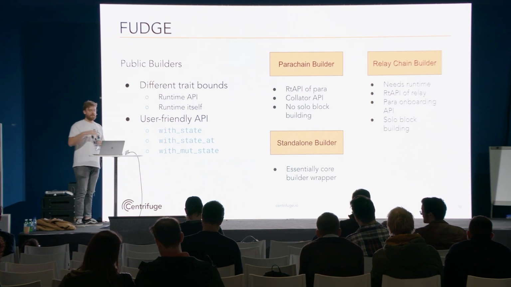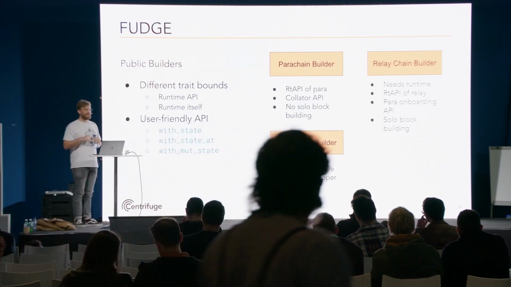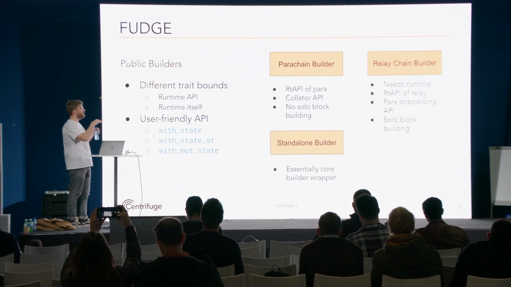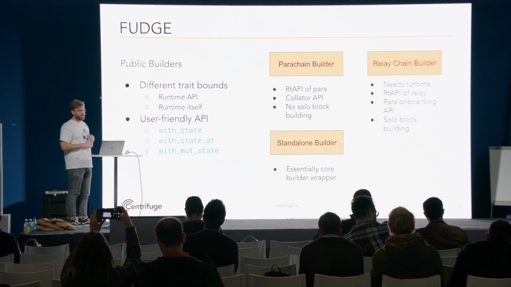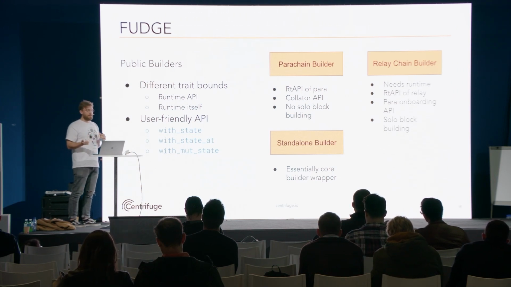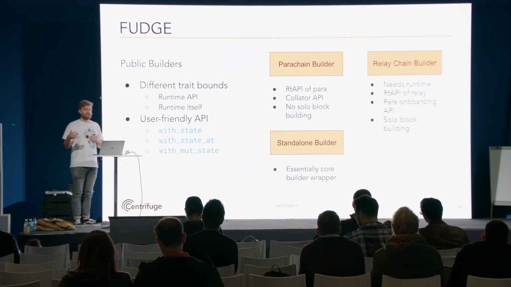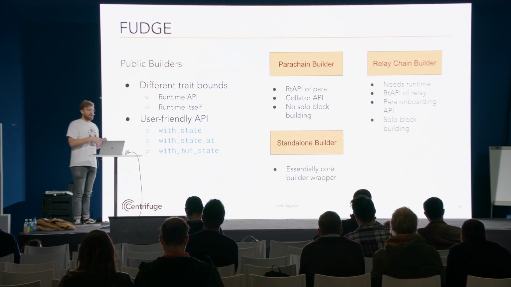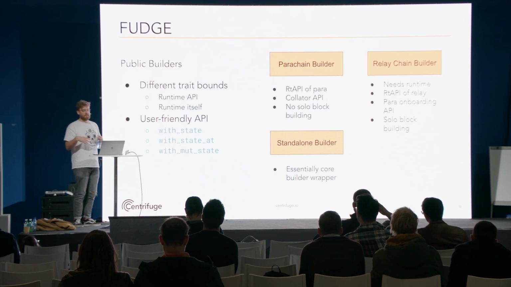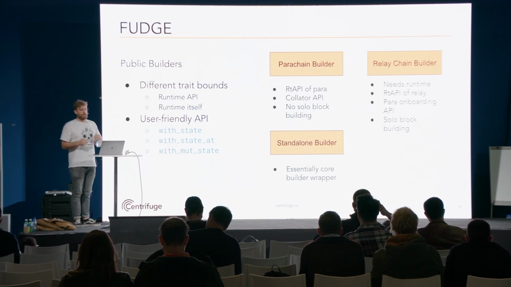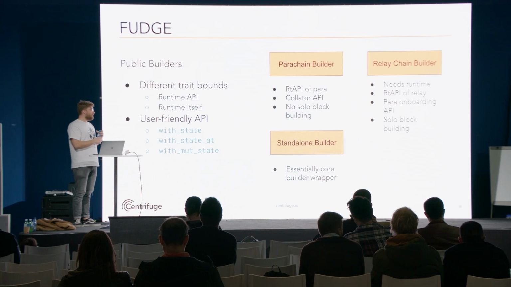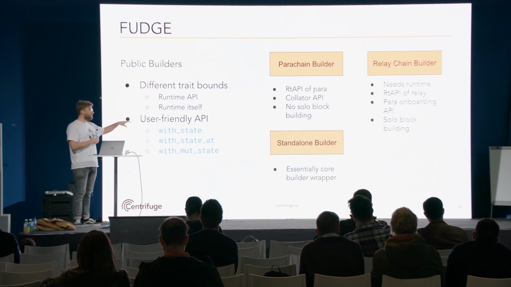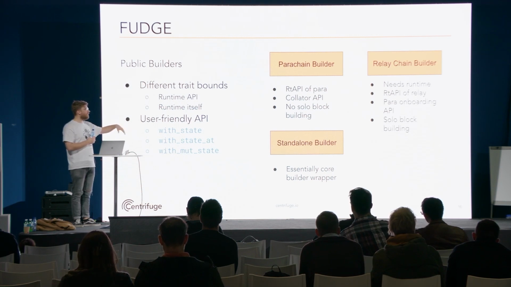So why do we have different builders? Well, the main reason it makes sense to have different builders on top of the core builder is that the expectations you have on the runtime API of a parachain are completely different compared to the relay chain runtime API. And the standalone builder is basically just a shim layer with a user-friendly API. It's just a little bit nicer to use than the core one.